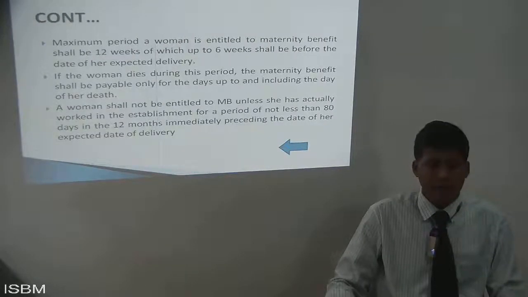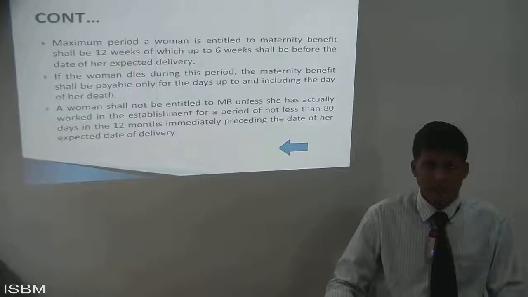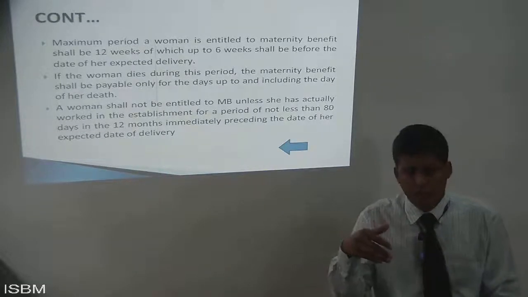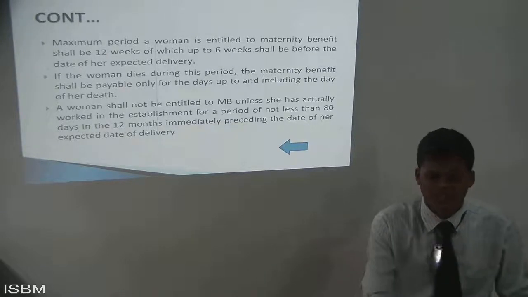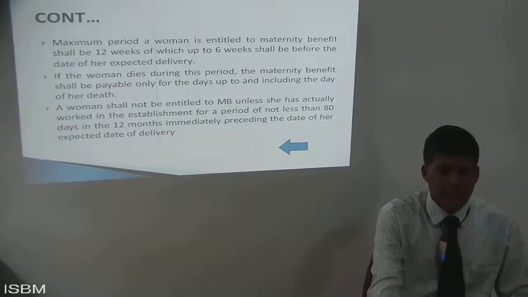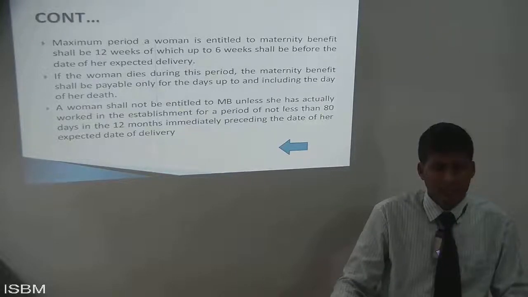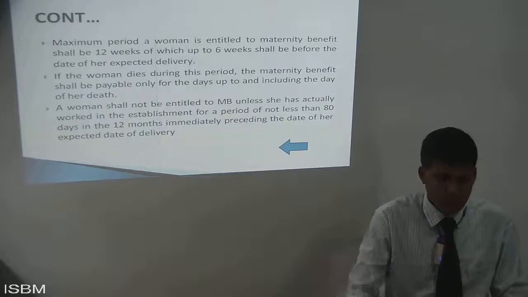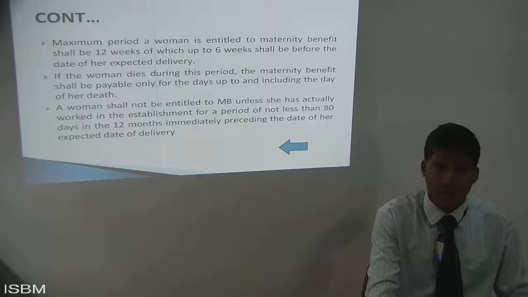A few other things are: the maximum period a woman is entitled to maternity benefit shall be 12 weeks, of which up to 6 weeks shall be before the date of her expected delivery. We read this sentence once again. It says that the maximum period a woman is entitled to a maternity benefit shall be 12 weeks, of which up to 6 weeks shall be before the date of expected delivery.